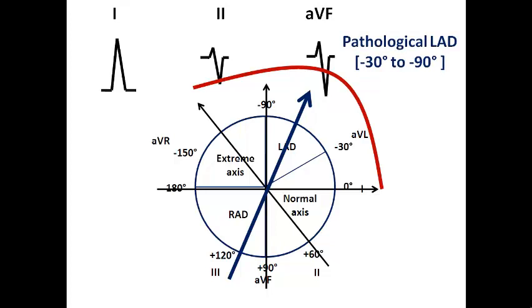So here, in order to consider the patient to have left axis deviation, which is a pathological form, we should have a positive complex in lead 1 and a negative complex in lead 2 and aVF in order to consider it as pure pathological left axis deviation.